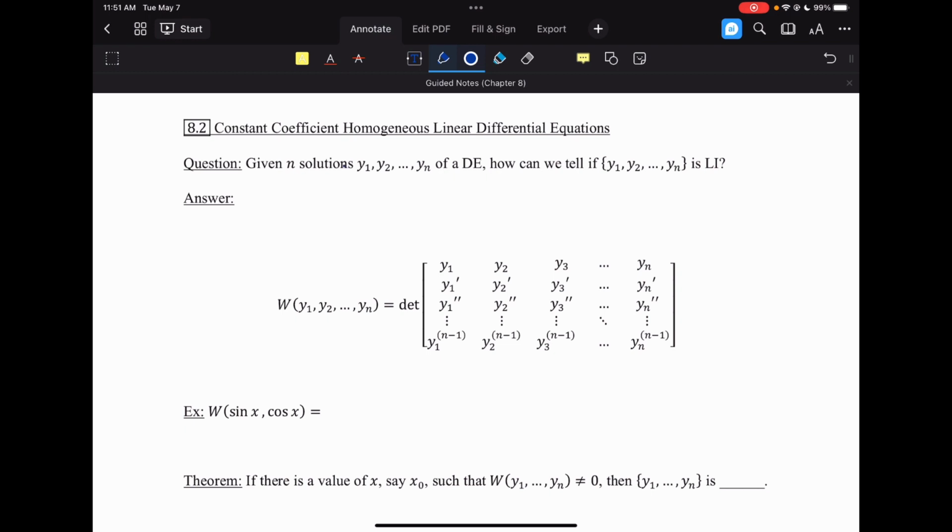So given n solutions, y1 through yn, of a differential equation, how can we tell if this set is LI? Like we just saw in that last example, we had two solutions that we created the linear combination of, and we know that those two are LI because sine and cosine clearly are LI to each other. But we want a definitive test. I don't want to just be guessing or saying it looks like it's LI. I want to definitively know whether they are or not. So how do we make this determination? The answer is called the Wronskian.